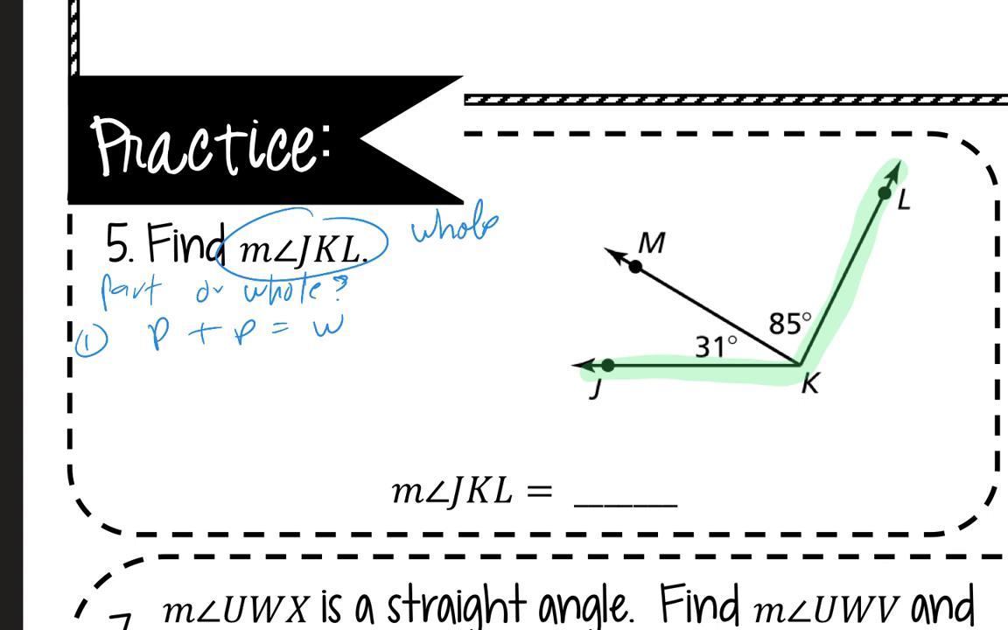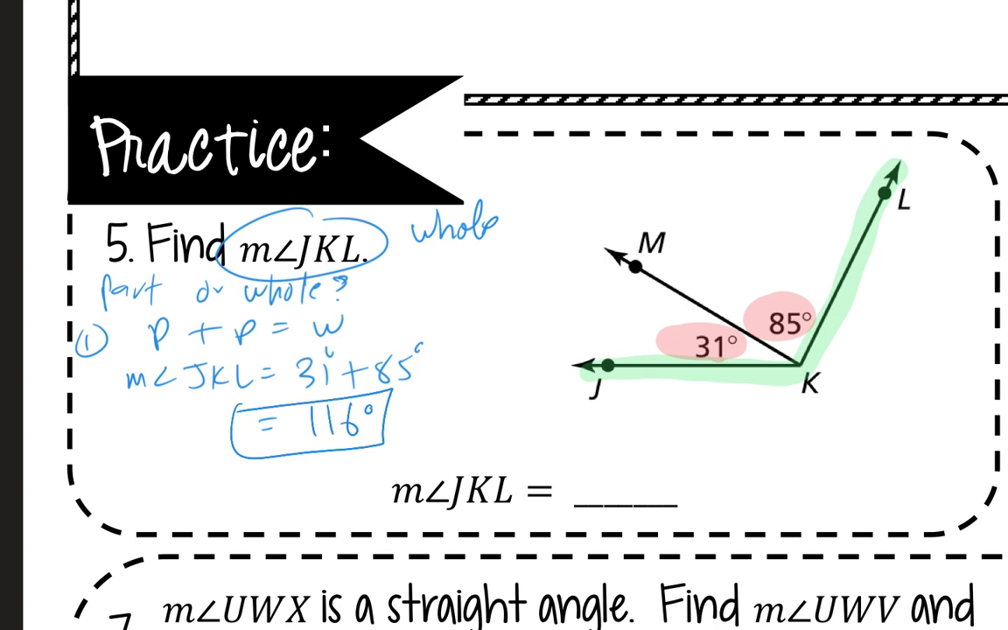So we're going to say the whole thing is what they're looking for. So the whole thing, measurement of angle JKL, is equal to 31 plus 85. Right? So if this part plus this part equals the whole thing, right? So we're just going to type that into our calculator. That's going to give us 116 degrees. Okay, so the measurement of angle JKL is 116 degrees.